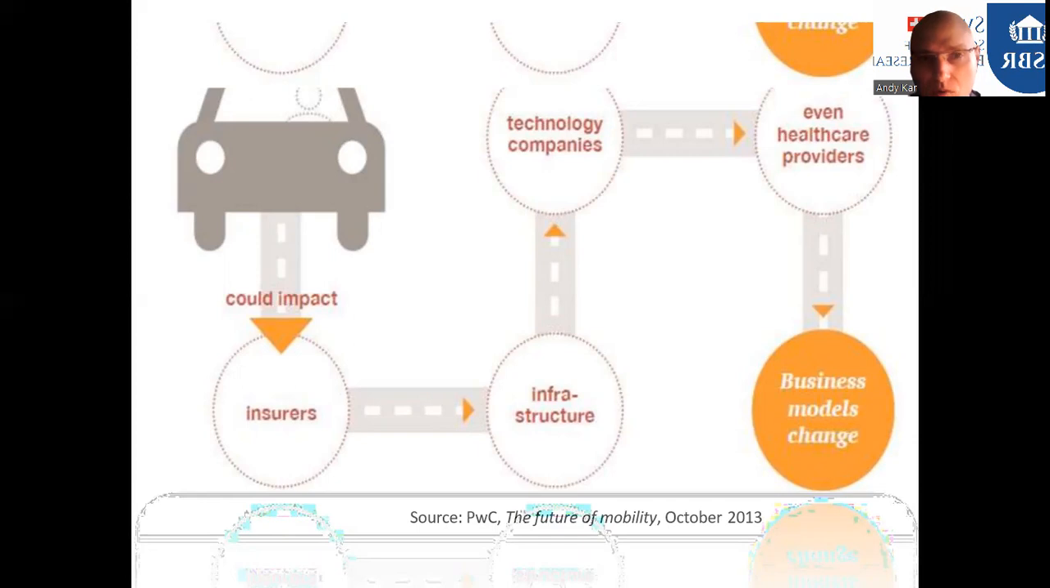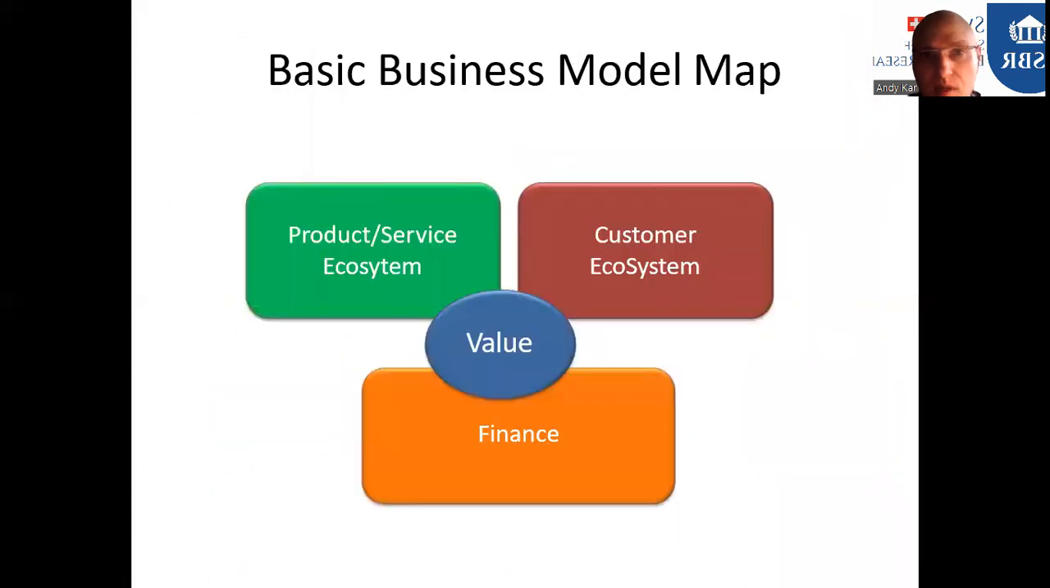And we can see how the new technology that arises from cars can have an impact on insurers, on the technology of the companies, on infrastructure, on healthcare providers, and of course on business model change. This is just an example. We can see this kind of impact in different technologies across industries.